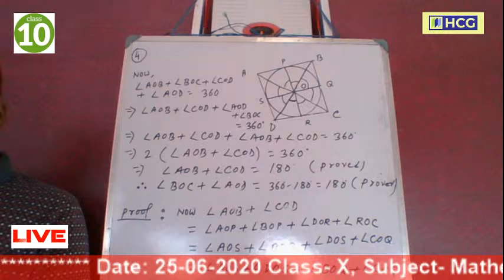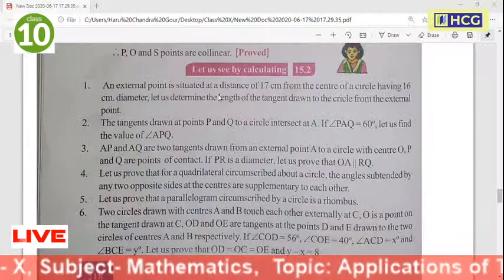Next question, question number 5. I read the question. Let us prove that a parallelogram circumscribed by a circle is a rhombus. Now we draw a circle and also draw a parallelogram circumscribed about a circle.